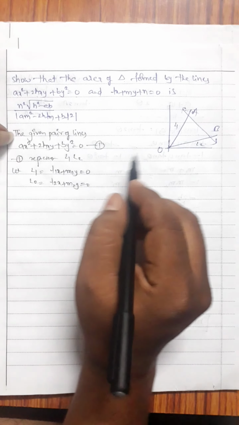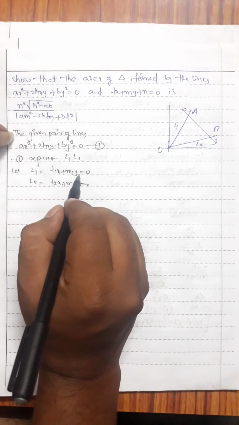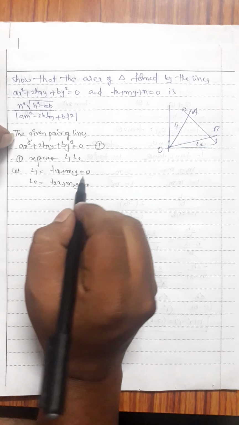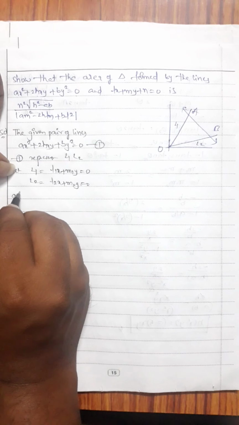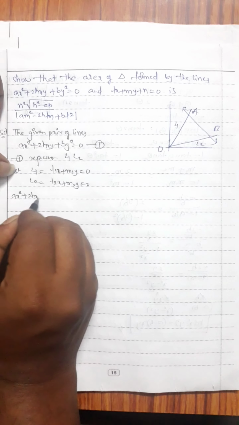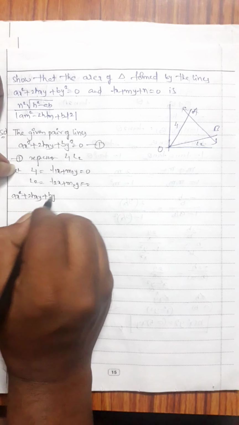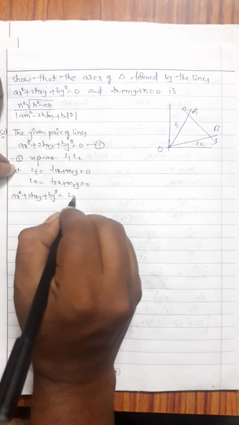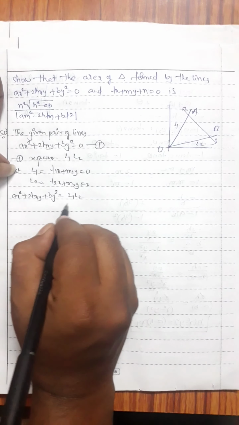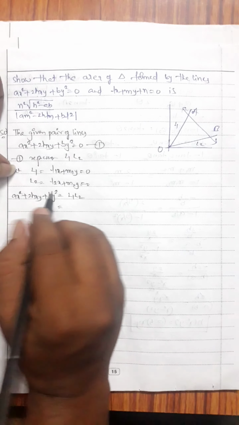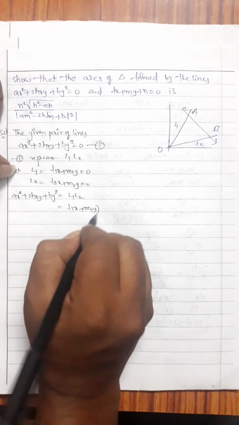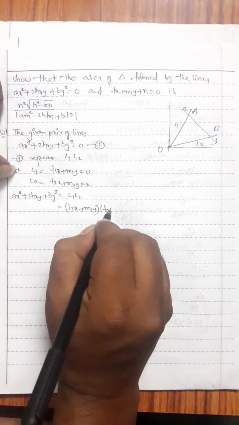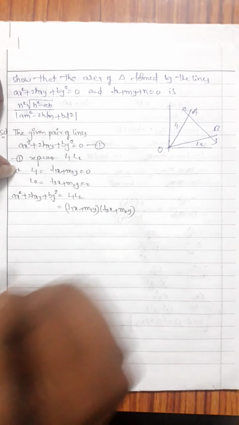So these two lines pass through the origin, that's why the constants will vanish. So now here ax square plus 2hxy plus by square is equal to L1 into L2. This is the combined equation of L1 and L2. So what is L1 here? This is l1 x plus m1 y into l2 x plus m2 y.